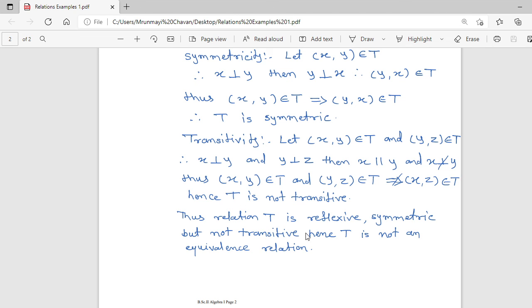Thus, relation T is not reflexive, symmetric and not transitive. Hence, T is not an equivalence relation. Thus, we can prove whether any relation is an equivalence relation or not. So we stop here.